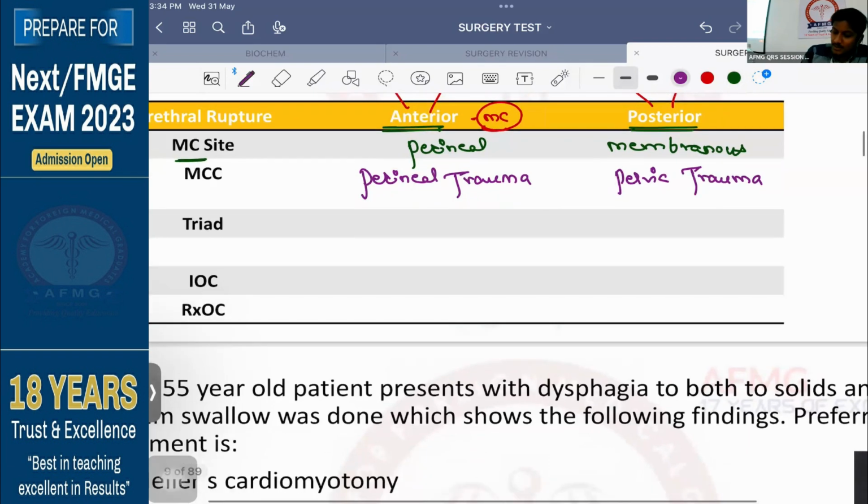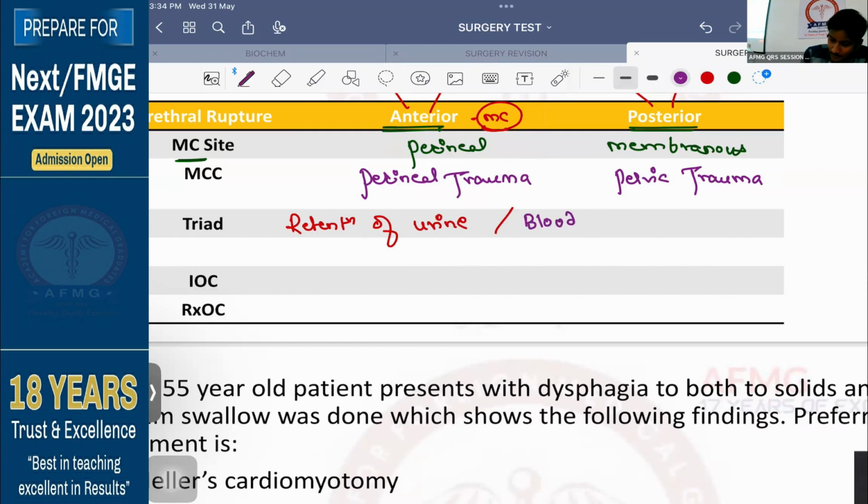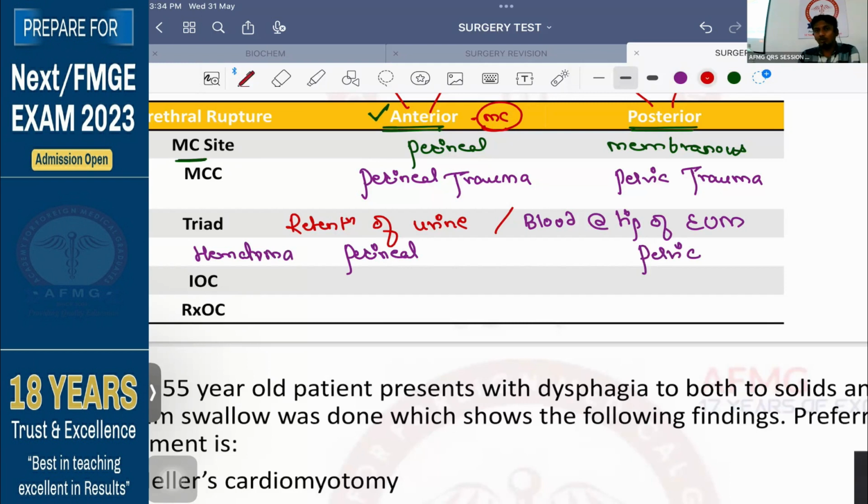Triad, मैंने बताया था, दो features similar है. क्या क्या? First of all, the patient, will he be able to pass urine? No. That will cause retention of urine. And apart from retention of urine or inability to pass urine, second is blood at the tip of external urethral meatus. These are the two common features in both the triads. The differentiating feature of both the triads, in anterior urethral rupture, there will be a hematoma formation in the perineum. So therefore here there will be a perineal hematoma. Whereas in cases of posterior urethral rupture, there will be a hematoma formation in the pelvis. So here there will be a pelvic hematoma.